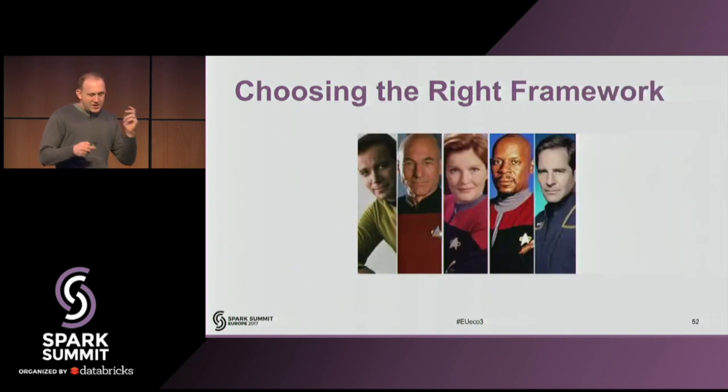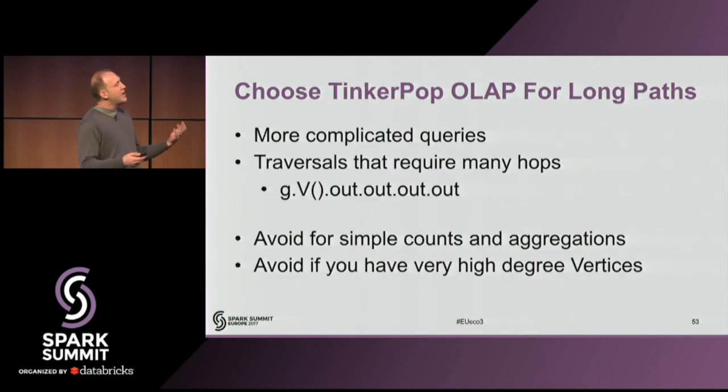So basically, in wrapping up and choosing the right framework, it's really hard to make a generalization. It's best to think about what problem you have. For example, if you've got long paths, if the algorithms that you want to run on your graph require using all of the vertices and passing messages from all of them to themselves over and over again, TinkerPop OLAP is probably going to be a more efficient method. But on the other hand, it's going to be a problem if you have very high degree vertices because of the partitioning that I mentioned before.